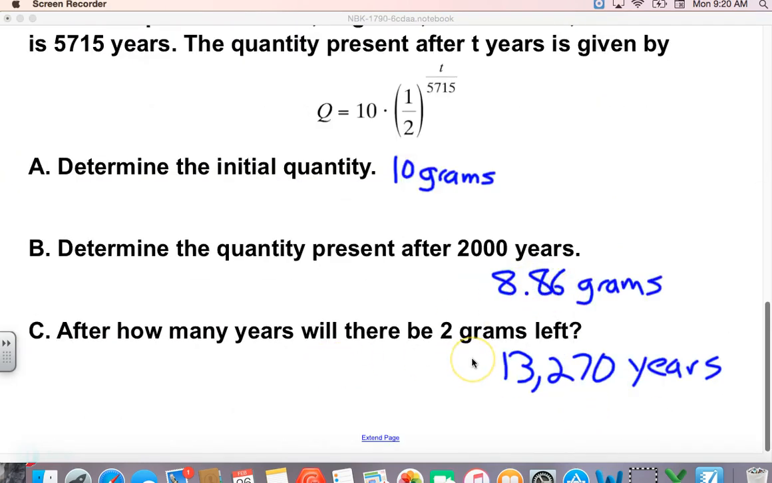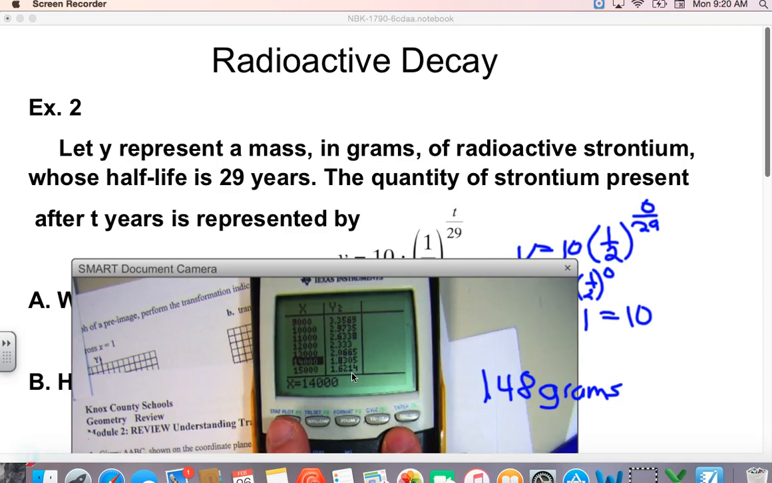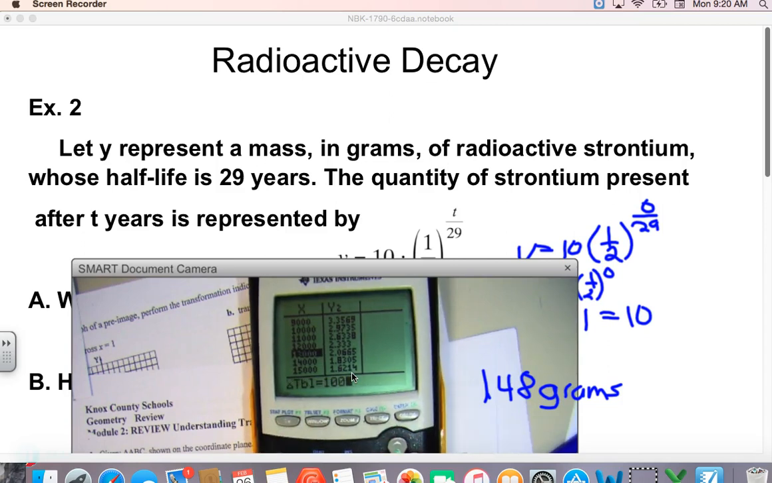And after how many years will there be 2 grams left? So we need to figure out in this Y column, when does the Y column get down to 2? So when I scroll down, I see that it's around 2, somewhere right around in here. So I'll go to 13,000, and now let's make it count by hundreds. So count by 100, and now we can see all the hundreds. So 13,100, 13,200. So it looks around 13,300.